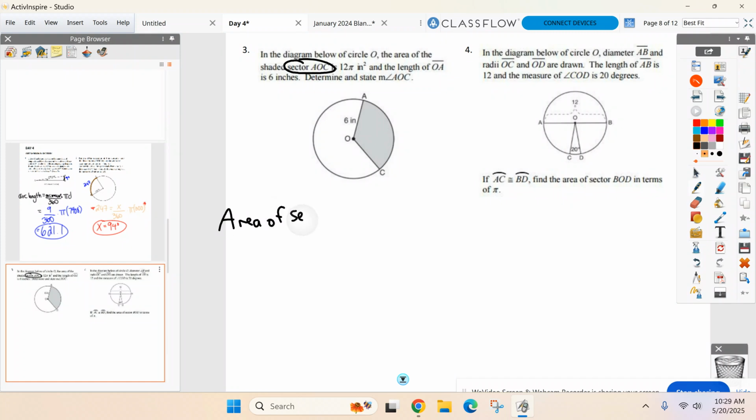Starts off the same way as arc length. That's why we're doing both today. Starts out with the measure of the arc over 360. But we do not multiply it by the circumference because we're not on the circle. We're in the circle now. So what do I want to find after I find the measure over 360?